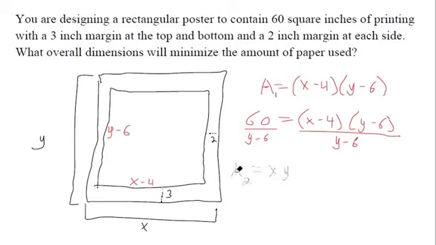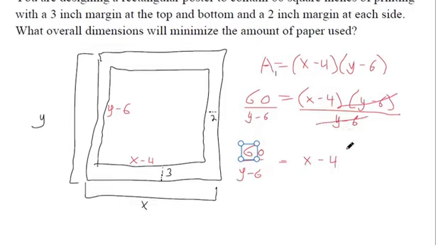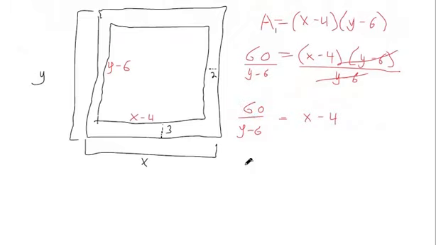I need to plug in an x or a y into that area for the whole amount of paper. So that's 60 over y minus 6 equals x minus 4 because I made this cancel out, right? So you want to add that 4 to both sides to finish getting x by itself. So this is what x is equal to.